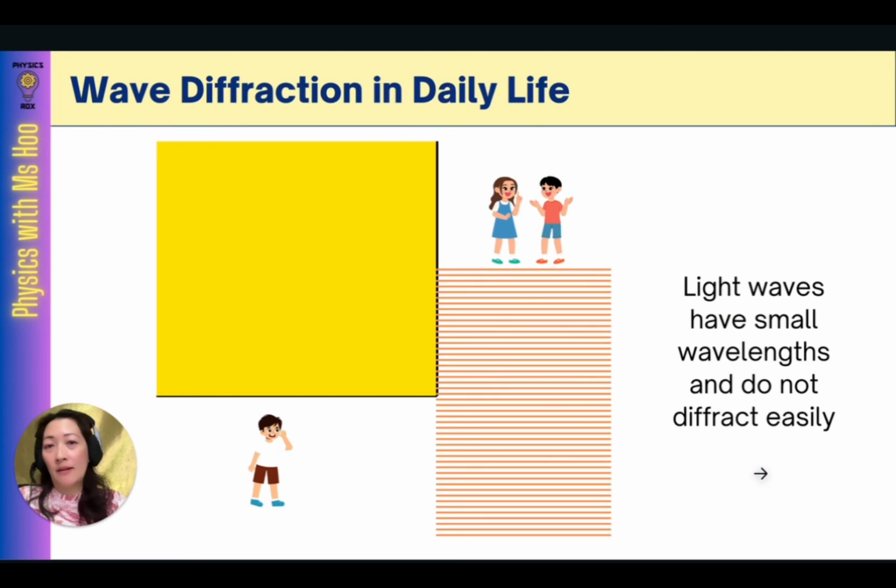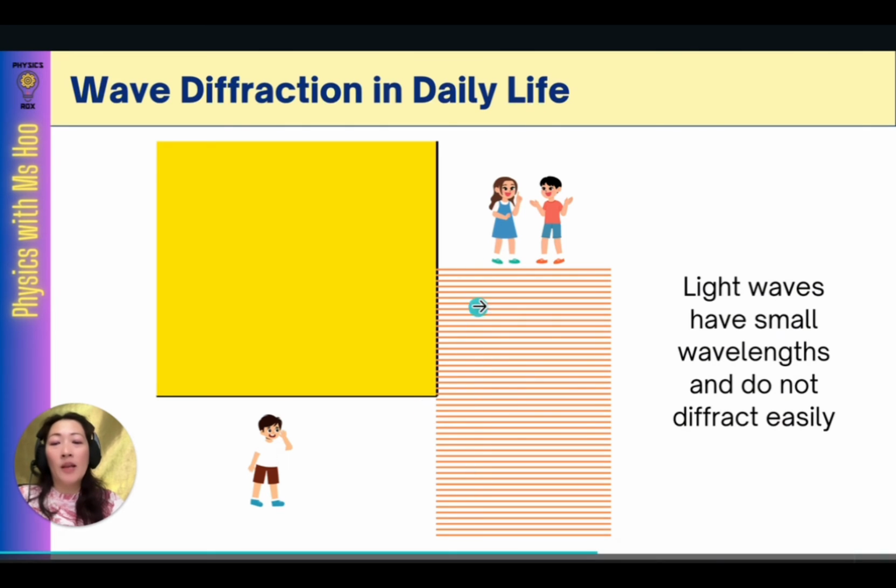Remember what we learned earlier. When the wave has greater wavelength, they diffract more easily. So when we compare the light against the obstacle, light has such tiny wavelengths. We're talking about only a few hundred nanometers in wavelength. They do not diffract easily around the obstacle, which means that the light rays will tend to travel straight. Because the light ray does not reach our eyes, we cannot see the source of the sound.